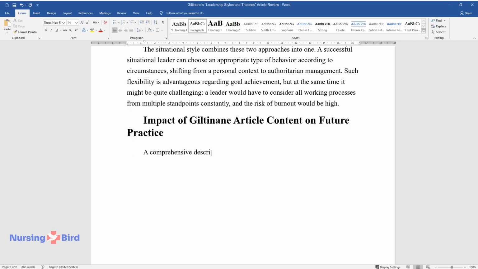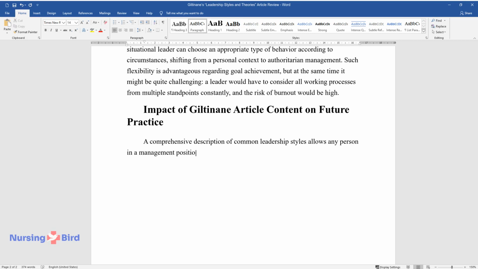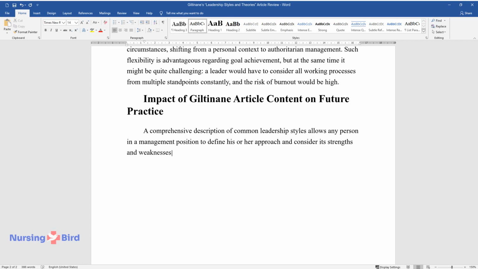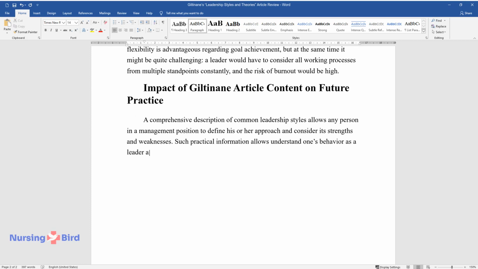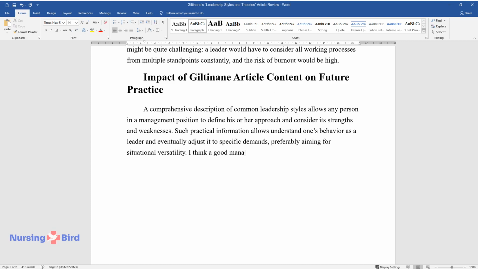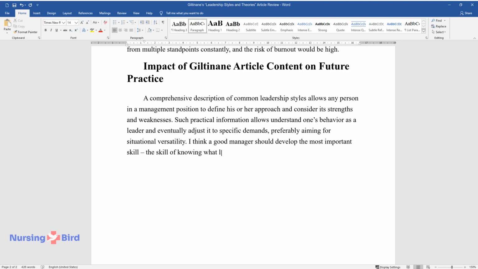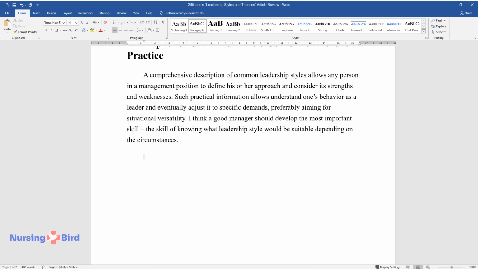A comprehensive description of common leadership styles allows any person in a management position to define his or her approach and consider its strengths and weaknesses. Such practical information allows one to understand one's behavior as a leader and eventually adjust it to specific demands, preferably aiming for situational versatility. I think a good manager should develop the most important skill, the skill of knowing what leadership style would be suitable depending on the circumstances.